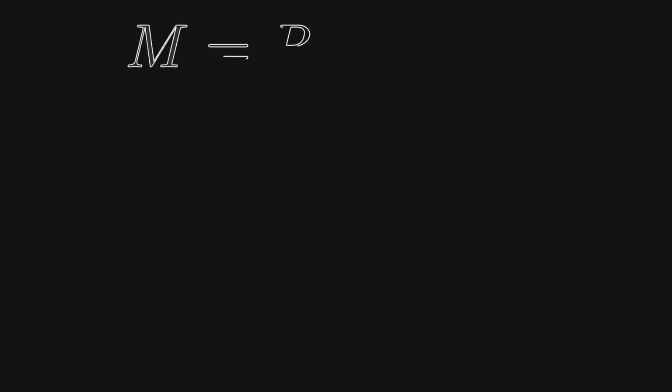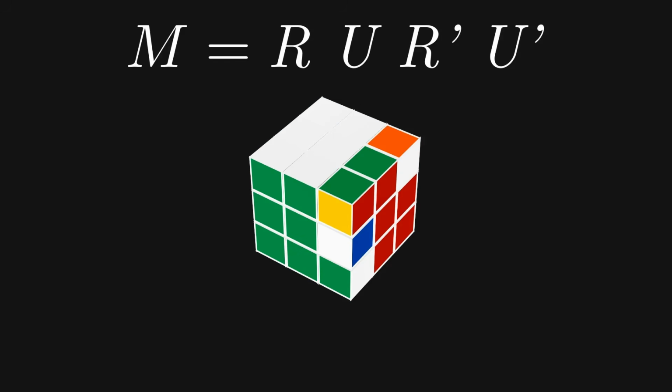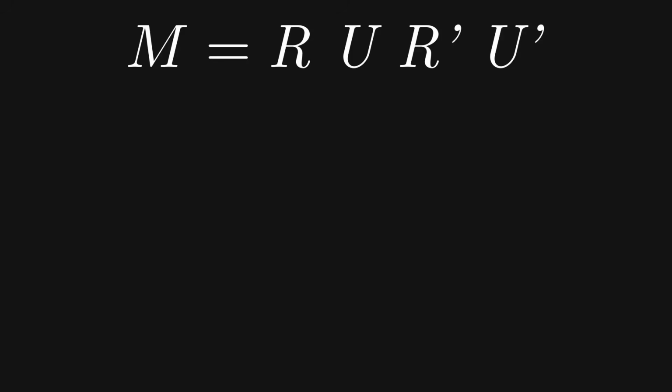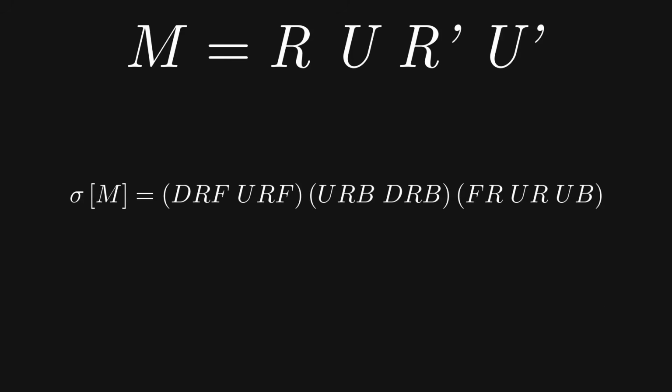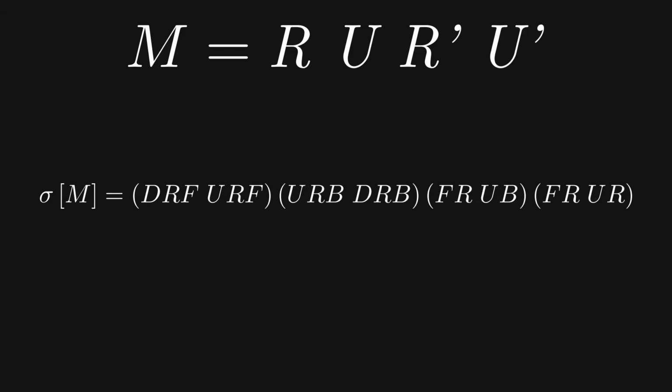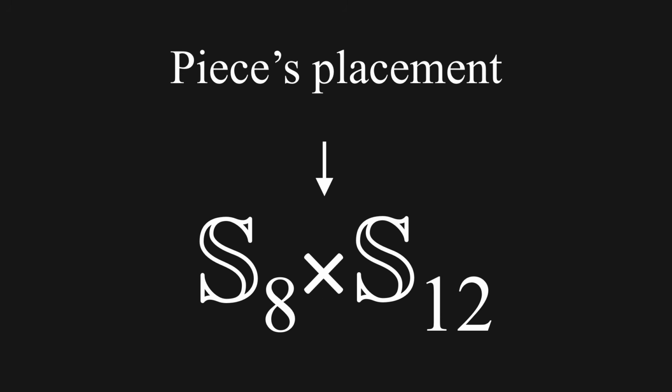A more complex example would be this heavily used move in algorithms, given by R U R' U'. You can in fact check that its induced permutations can be written as follows. This of course can be further decomposed into a product of transpositions. And so for any configuration we may describe the placement of the corner pieces as a permutation belonging to S8, and the placement of the edges is described by a permutation of S12. In other words, the permutation of the pieces for any move may be seen as an element of S8 cross S12. This is brilliant so far.